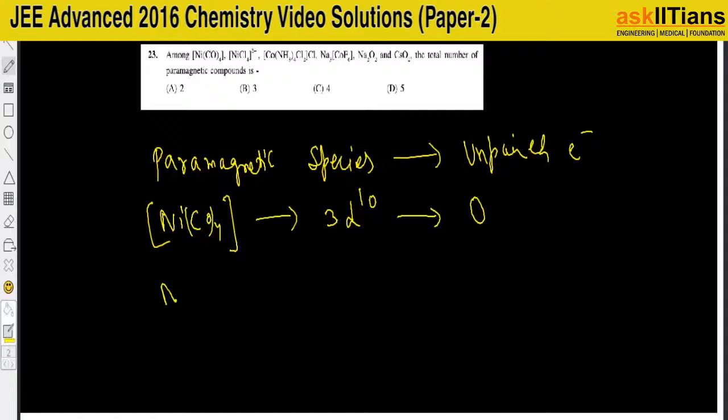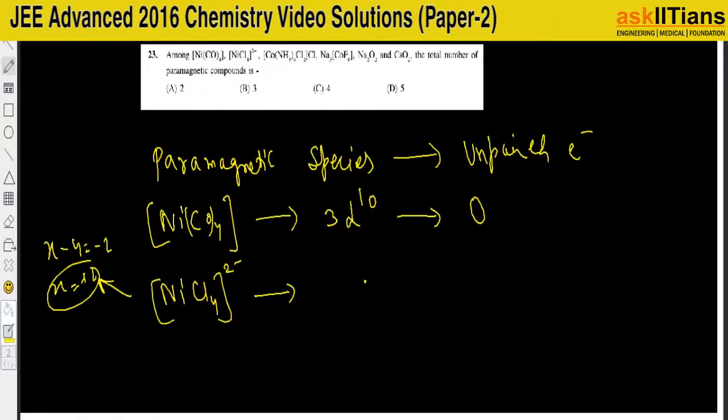If I talk about NiCl4, 2 negative. So here you can see that a 2 negative charge is present. If I take out the oxidation state of Ni, it will come as x minus 4 is equal to minus 2, so x will be equal to plus 2. So Ni2+ is there, which means I'll be having the 3d8 state, right?